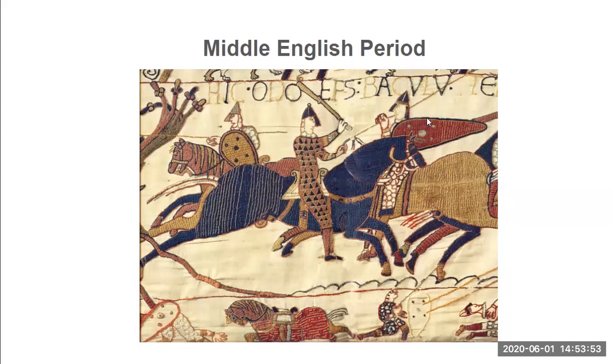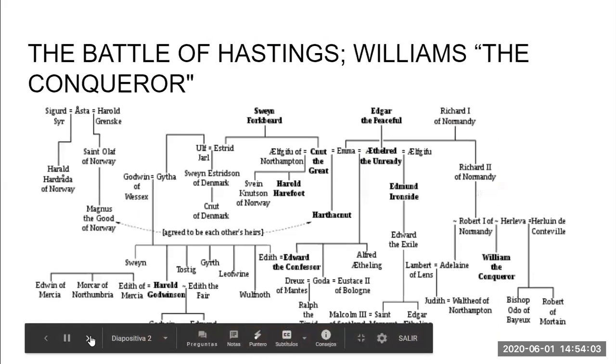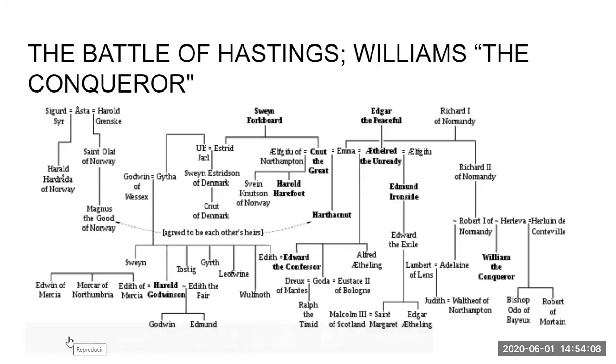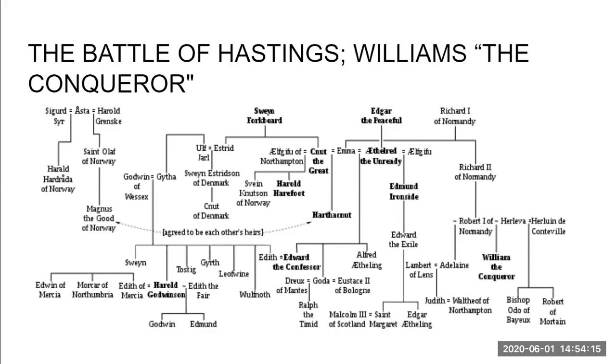But we have to go back in time to understand how they came into power. Okay, so when the English king Edward the Confessor died on the 5th of January 1066.